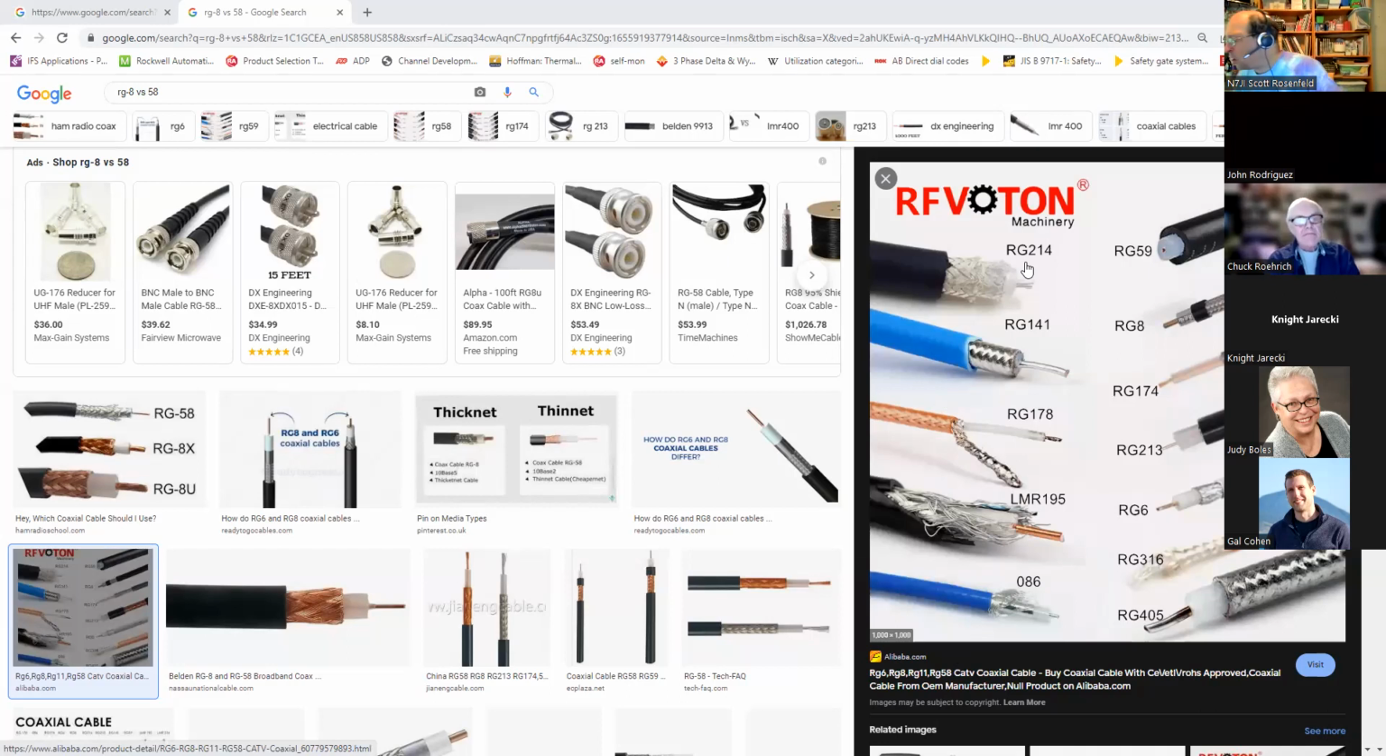Okay, so RG8 on the right-hand side and RG213. Notice that RG213 is a lot thicker. They're both 50 ohm cables. The one next to it, RG174, that's also a 50 ohm cable. Notice that it's a little bit thinner. That's something that you would typically use for a very, very short run. RG405, notice that looks really big and really solid. That's something that you would typically use for a very, very long run or at very, very high frequency.